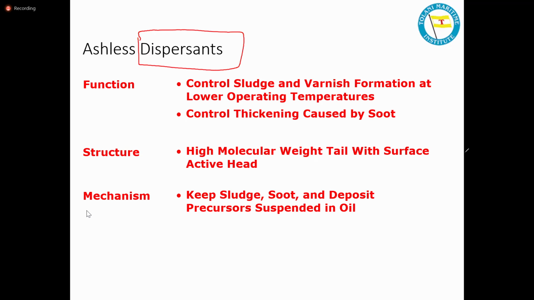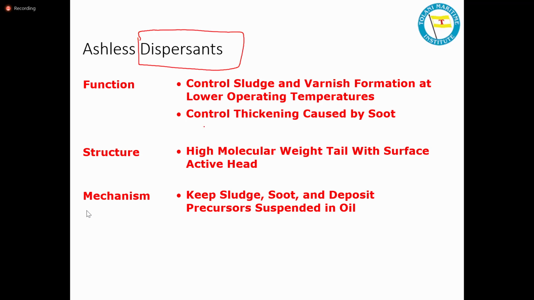Now, ashless dispersants are particularly important for lube oil used for cylinder lubrication as well. Because if it forms ash, then when the oil is burnt in the cylinder liner, some of it will get burnt during the cylinder liner lubrication, and it will form a lot of ash. So ashless dispersants is the term which is used.